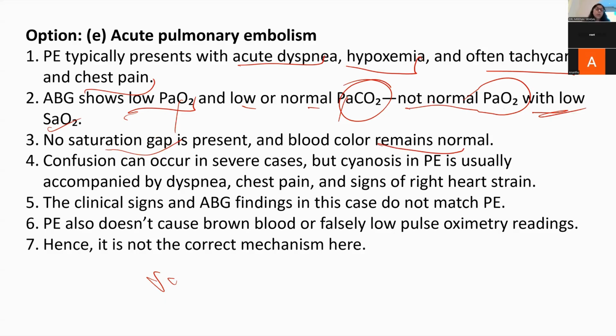No saturation gap is present. Blood color remains normal. Confusion can occur, but cyanosis in PE is usually accompanied by dyspnea, chest pain, and signs of right heart strain. The clinical signs and ABG findings in this case do not match pulmonary embolism. Pulmonary embolism will not cause brown blood or falsely low pulse oximeter readings. Hence, this is not the answer.